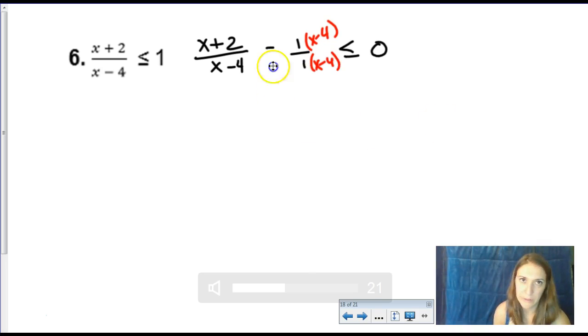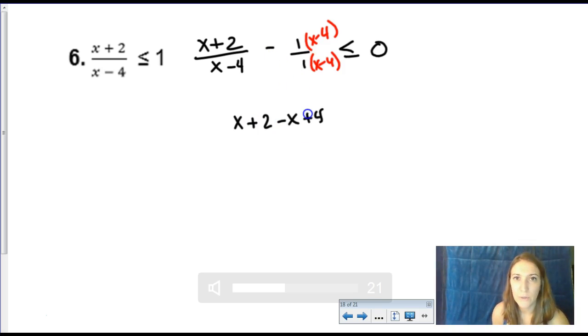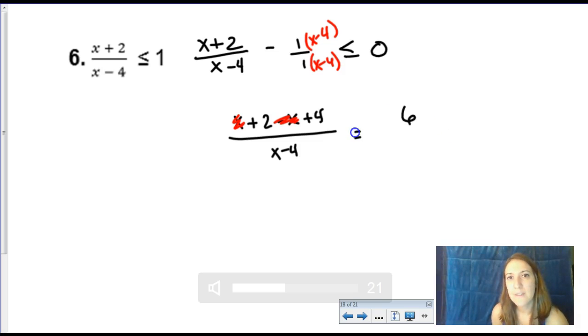There are people out there in the world who can just get common denominators on these without doing the extra work. I am not one of those people. All right, x plus 2, and then be careful, you're subtracting all this. So negative x, and then a plus 4 over x minus 4. So the numerator cleans up quite nicely. Just a 6. So we have 6 over x minus 4 is less than or equal to 0.